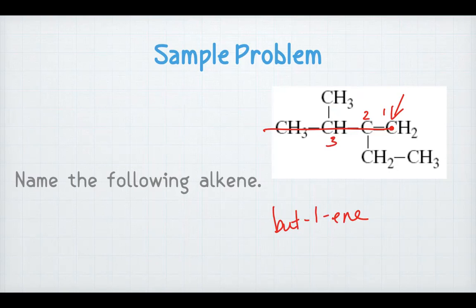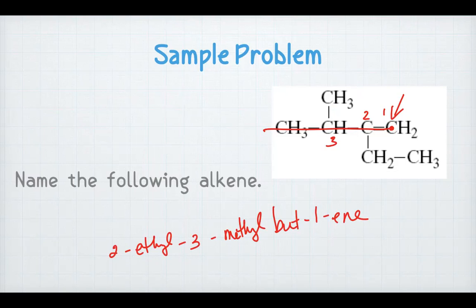So I've got a methyl and an ethyl. Don't forget to put them in alphabetical order. So methyl comes last. Got a dash. Ethyl comes first. And then I put in my position numbers. So the ethyl is on number 2. The methyl is on number 3. So 2-ethyl-3-methylbut-1-ene.